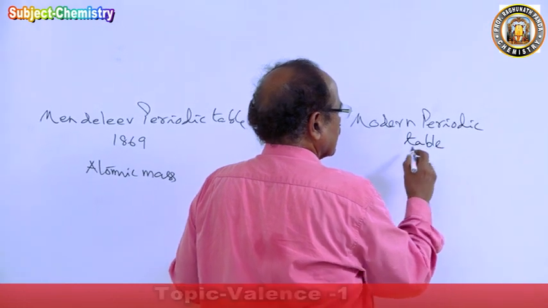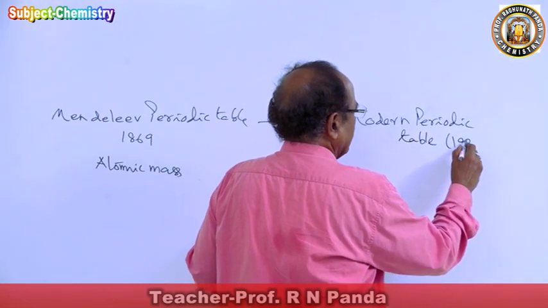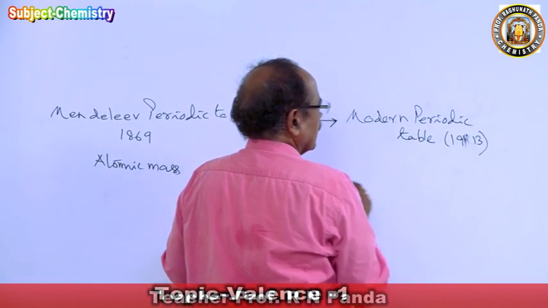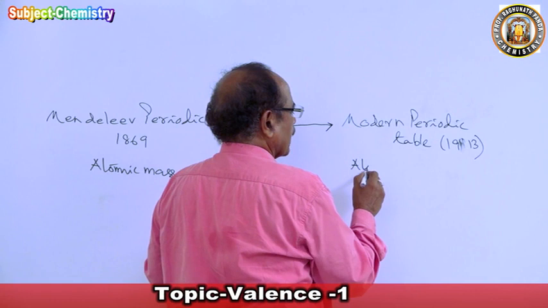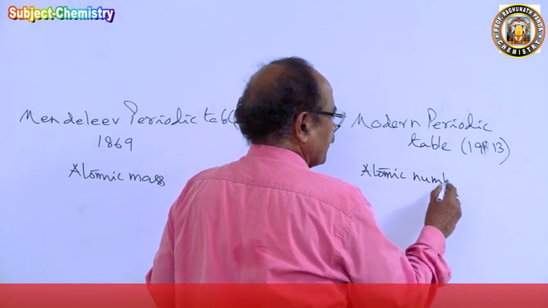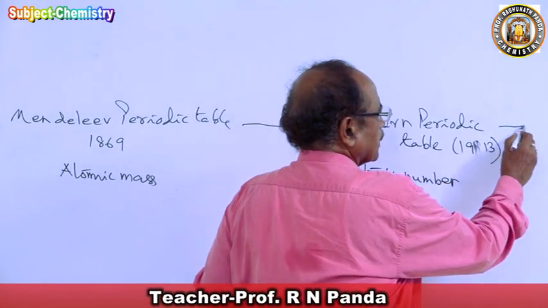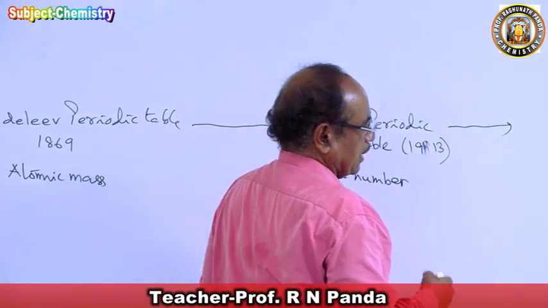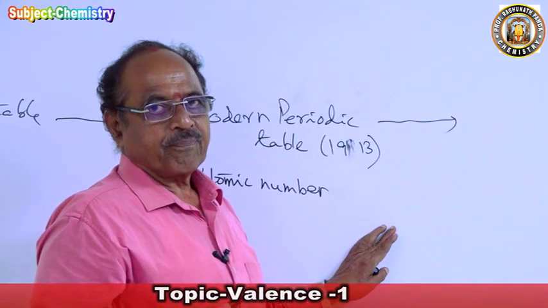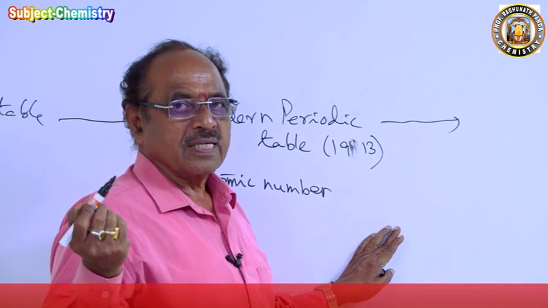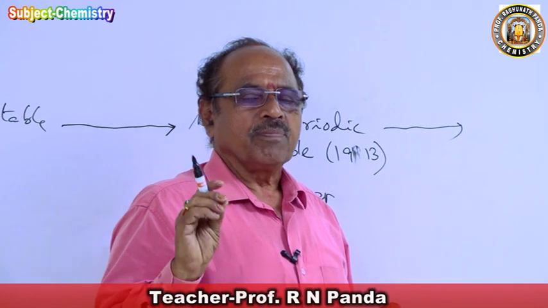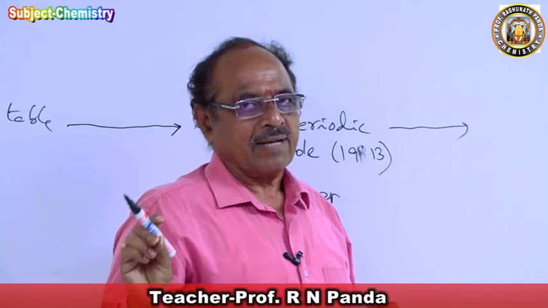This was in the year almost towards 1913, after the discovery of atomic number, and elements were arranged according to atomic number. Then it was developed again, and the concept of electron orbitals came: s, p, d, f orbitals. Then some electrons were found in the s orbital, p orbital, d orbital and f orbital.